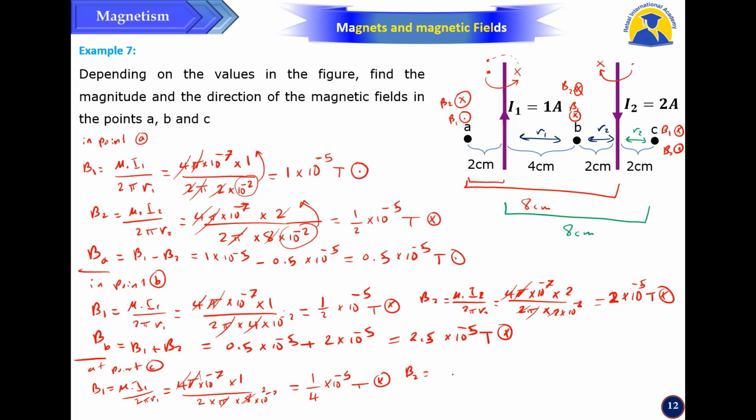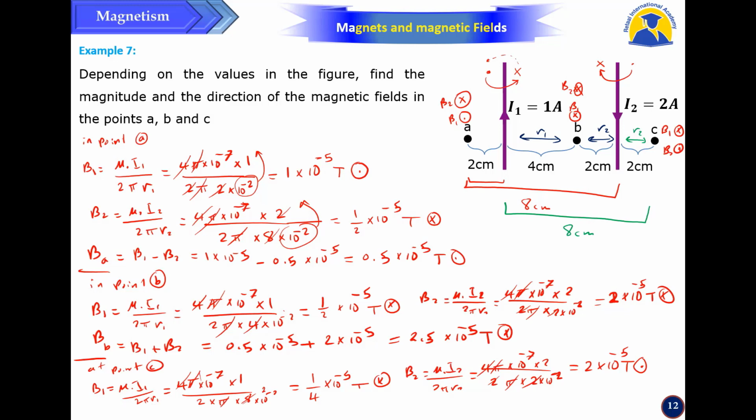Now B2 will equal mu0 I2 divided by 2 pi R2, which equals 4 pi multiplied by 10 power minus 7 multiplied by I2, which is 2 ampere, divided by 2 pi, okay, R2. Now R2 also 2 centimeter. Pi with pi cancel. 4 cancel with 2 multiplied by 2. So the answer will be 2 multiplied by 10 power minus 5 Tesla. And the direction for B2 is dot.